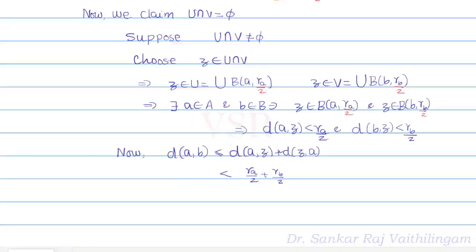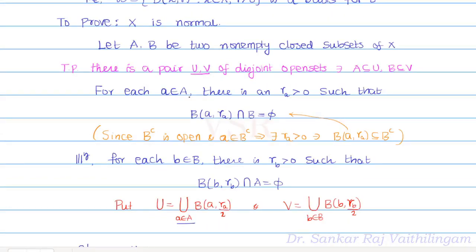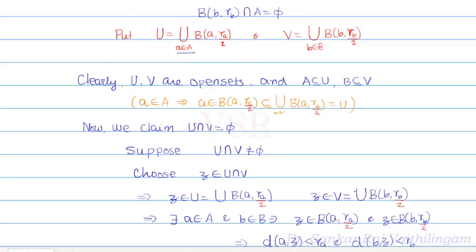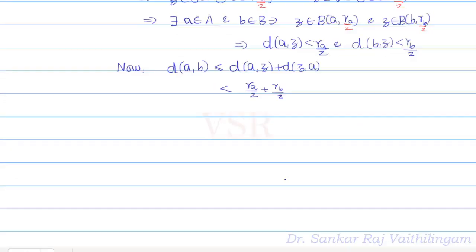Are you able to follow? Just one thing. So there is no change at all here. Okay, for each A belongs to capital A, there is an RA positive which satisfies this condition. Similarly I found RB. Now when I write UV, it is the union of all balls with the center A, radius RA by 2. Only here I have made a small change. Okay, that's all. Then what we will have is RA by 2 plus RB by 2. Now I have two real numbers, RA is one real number and RB is another real number.